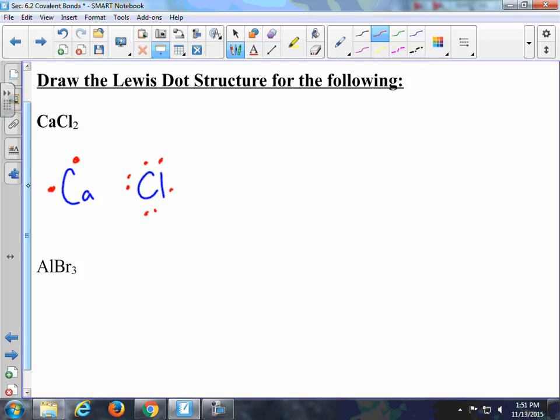All right. Now the question is, before we go to the next step, how many married couples does calcium have? 0. How many married couples does chlorine have? 3. How many single people does calcium have? 2. How many single people does chlorine have? 1.